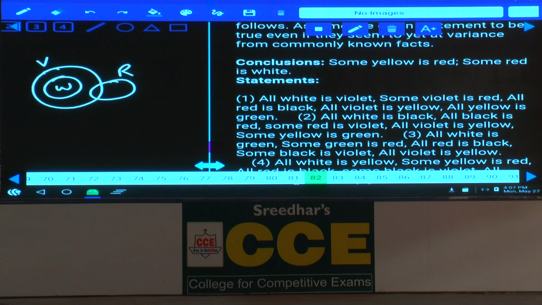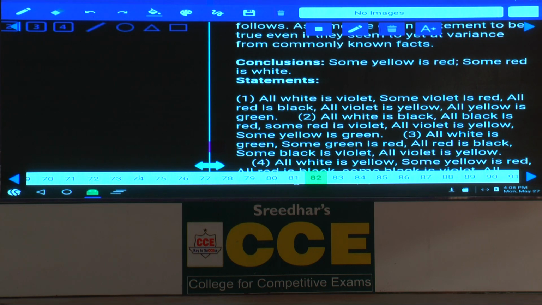Can you derive the conclusion between red and white? It doesn't come. Why doesn't it come? There is no link between these two. For the link to exist, it must be distributed. Hence, as the middle term is not distributed here, now this is tick, cross and cross, middle term violet not distributed, hence no conclusion can be drawn with the help of choice 1. Done? Then coming to choice 2.